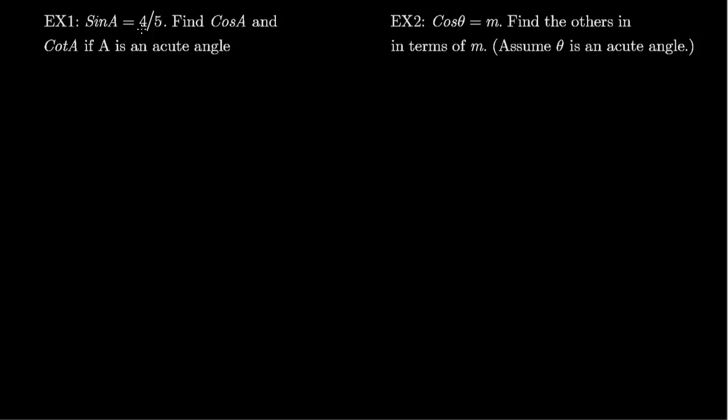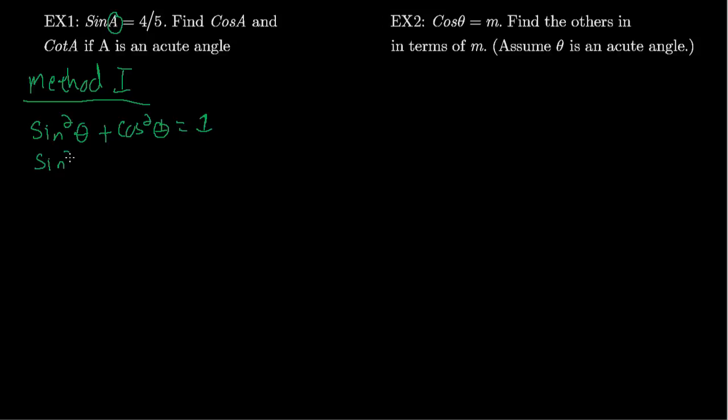The first example using right triangle trig could actually be done one of two different ways. The first way will be what we learned earlier. Sine squared theta plus cosine squared theta equals 1. Instead of theta, I actually have an a, so sine squared a plus cosine squared a equals 1. I was given sine a, so I can substitute that in. 4/5 squared plus cosine squared a equals 1.